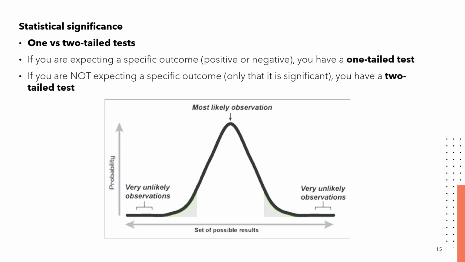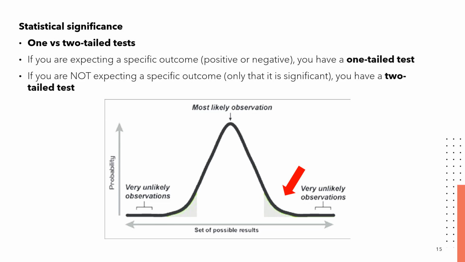But what if you're expecting a specific outcome with your correlation? Say you're specifically hypothesizing that there's a positive relation among variables. This means that you're hypothesizing your score would fall into one specific tail of the distribution. We would call this a one-tailed test.